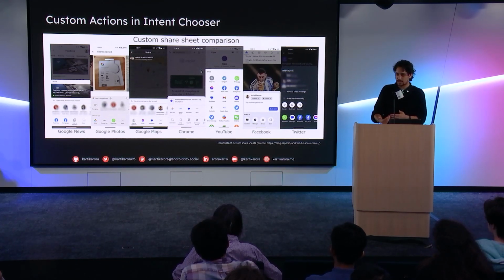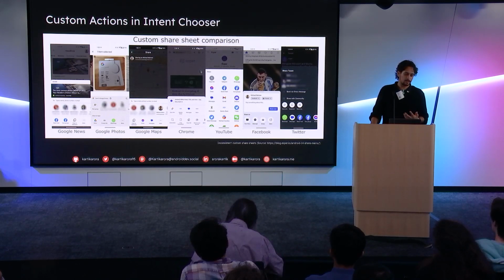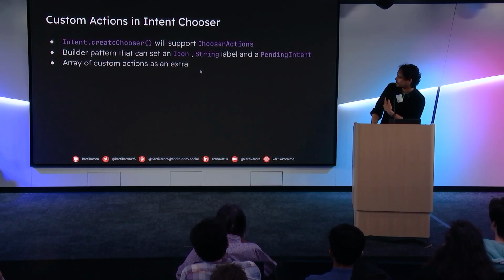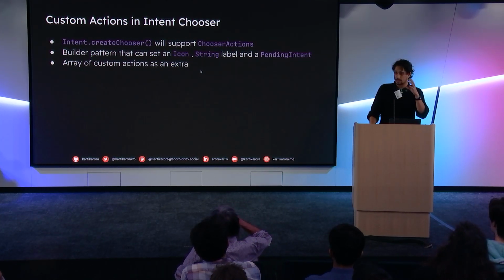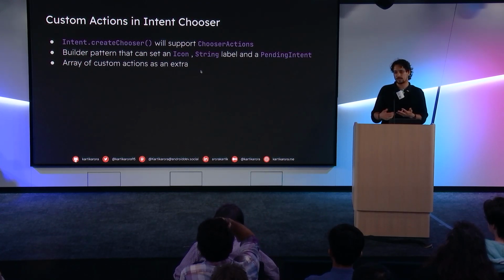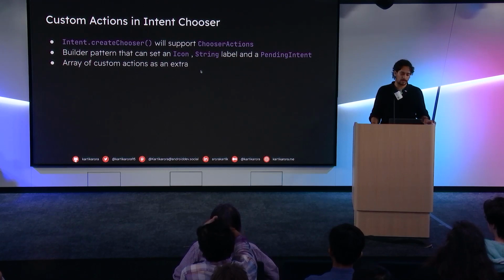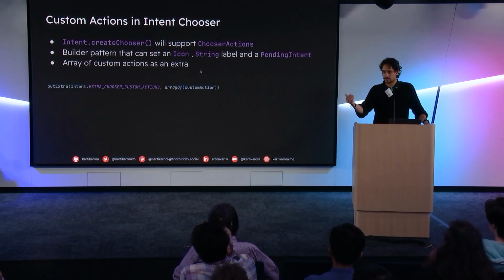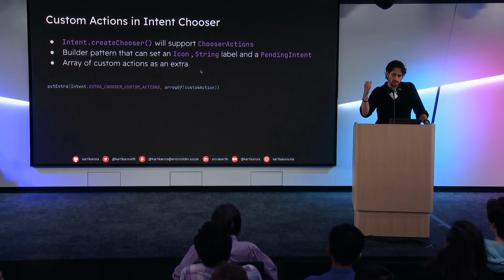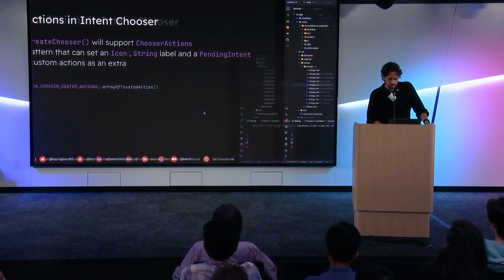So the first step is to offer custom actions when you're using an intent chooser. If you're creating a chooser via this Intent.createChooser API, you can add custom actions for your app. The custom action follows a builder pattern, which can accept an icon, a string for a label, and a pending intent, so that you can define what intent gets fired when you click on that. And it can take multiple of those, so it expects an array of custom actions. So once you've created your intent through createChooser, just add this extra after creating your custom chooser actions, and you'll be good to go from there.